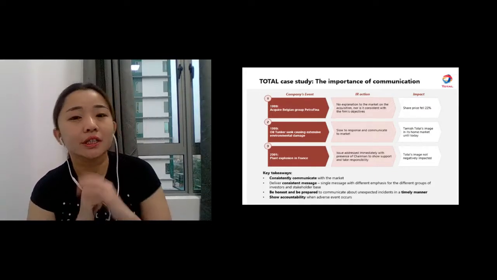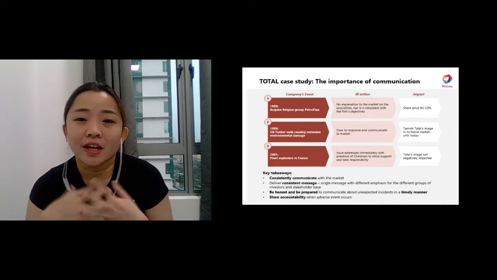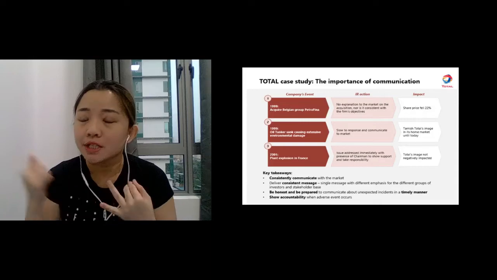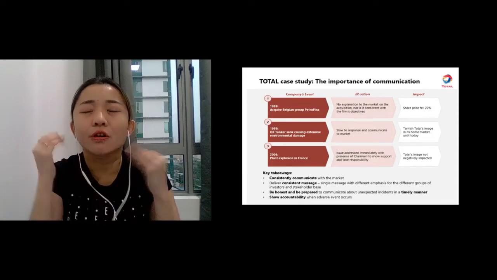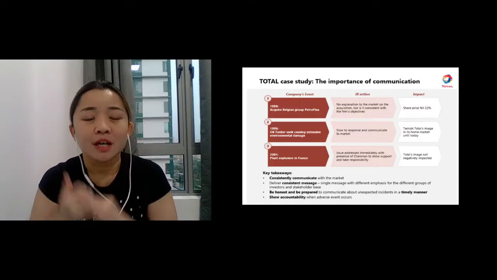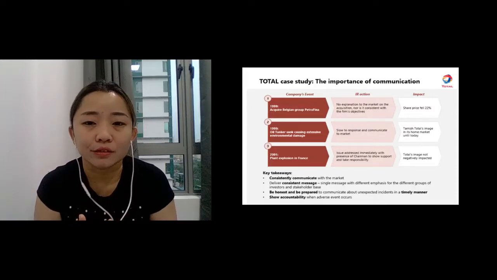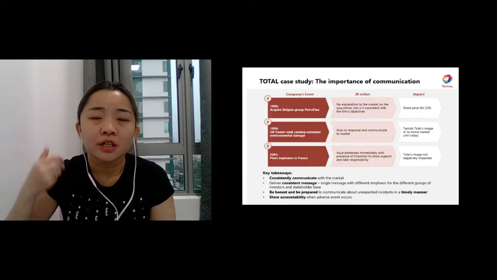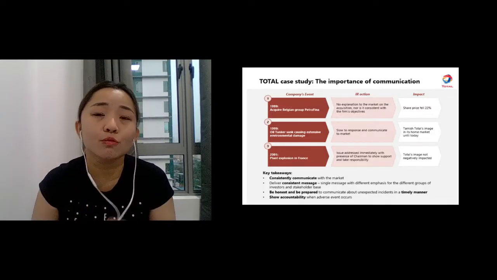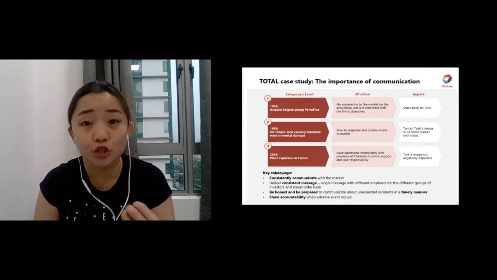So yeah, the key takeaways of this is that at the end of the day, you must consistently communicate with your market. You must deliver a very consistent message. Consistency, consistency, consistency. Very important. Be honest and be prepared to give people information fast enough, in a timely manner. And show accountability when something bad happens, you don't just push it away.